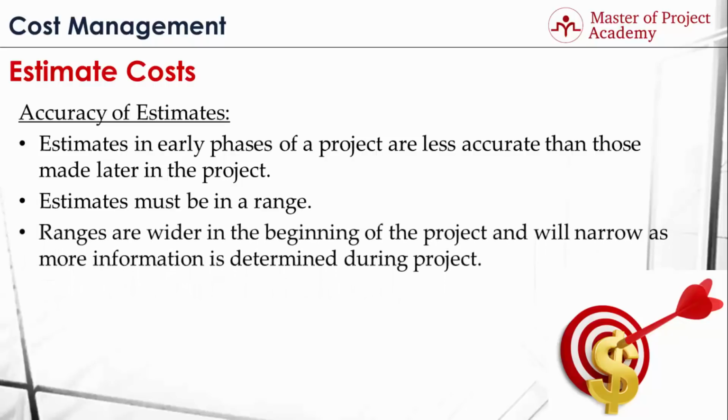And these ranges are wider in the beginning of the project and will narrow as more information is determined during the project. Estimator gives these estimations in a range because he does not have all the information available in the beginning to make an accurate estimate for an activity. As time passes, activities are completed, unclear issues are cleared out, risks are eliminated, or probability of occurrence decreases. All these factors help to narrow the estimate ranges respectively.